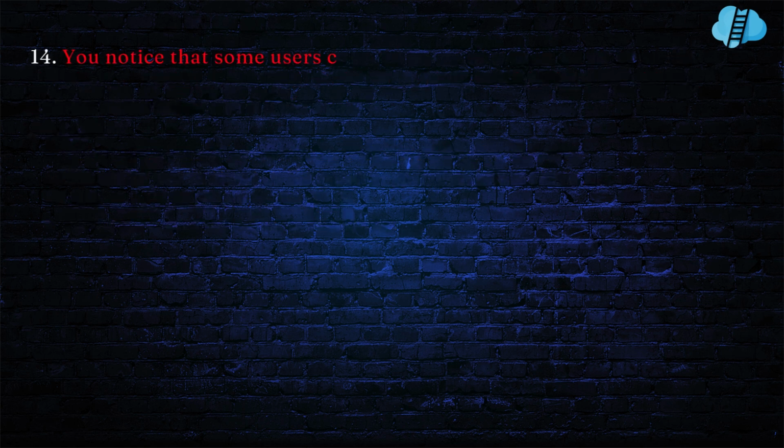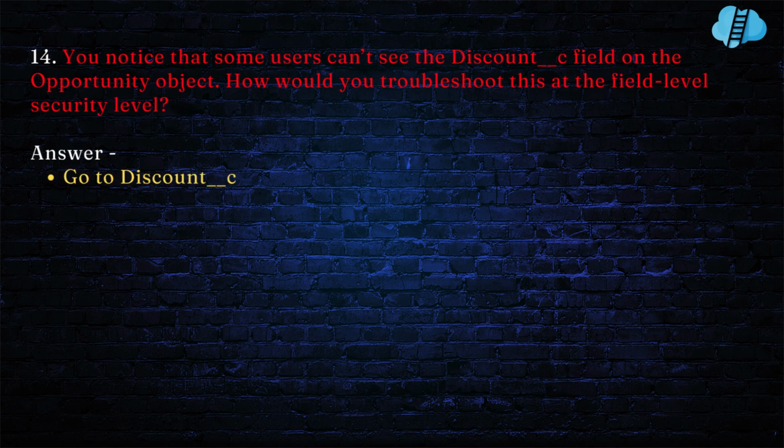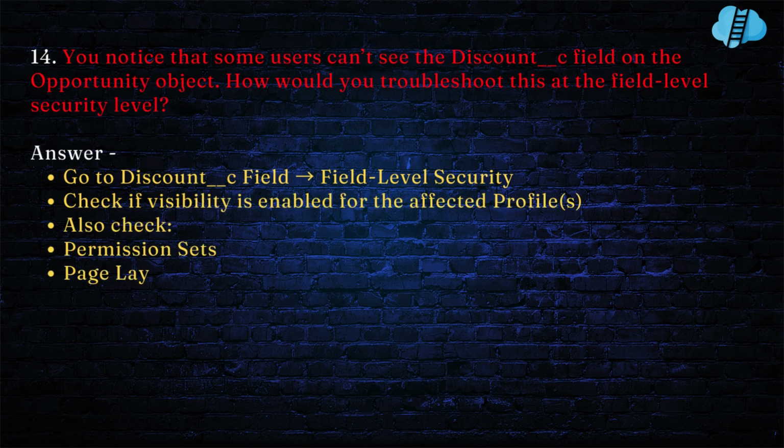14. You notice that some users can't see the Discount__c field on the Opportunity object. How would you troubleshoot this at the field level security level? Answer: Go to the Discount__c field > Field Level Security. Check if visibility is enabled for the affected profiles. Also check permission sets. Page layouts: the field should be added.